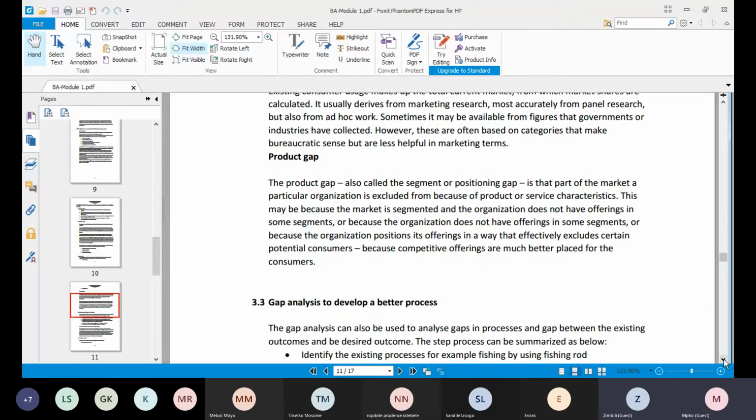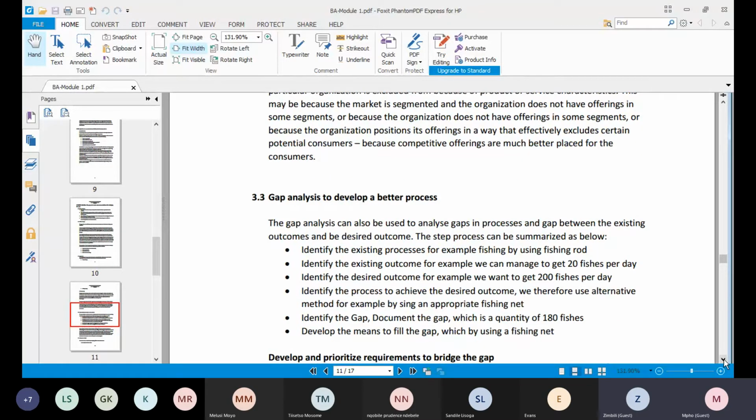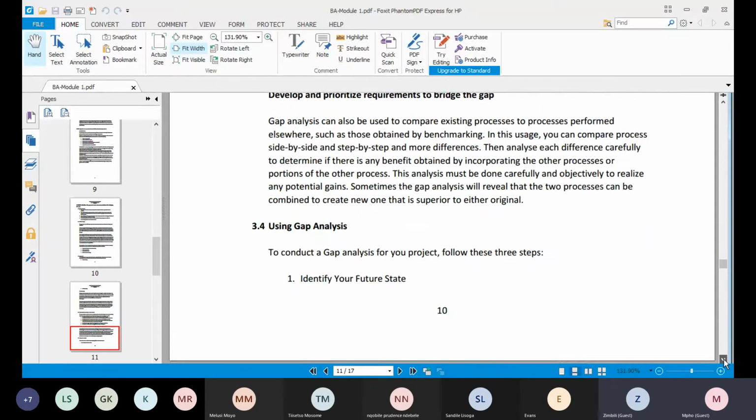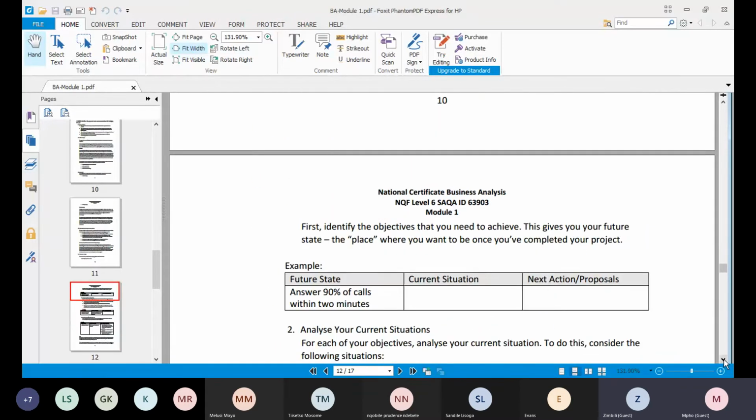We have the product gap as well. It's also called the segment or position gap. So, the gap analysis to develop a better process. You can conduct a gap analysis by looking at the future state, current situation, and the next action.